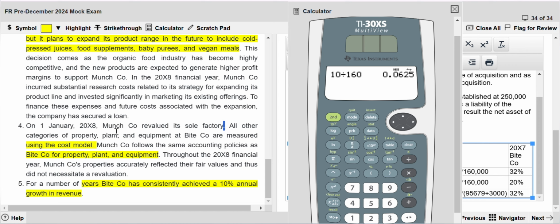On 1st January Munch revalued its whole factory, correct? So Munch എന്താ ചെയ്തത്? റീവാലുവേഷൻ ചെയ്തു. സോ റീവാലുവേഷൻ ചെയ്ത് കഴിഞ്ഞാൽ എന്താ സംഭവിക്കുക? ഡിപ്രീസിയേഷൻ കൂടും. So depreciation is added to cost of sales. So gross profit will come down. So that could be one of the reason. Understood? So we don't know further information. So one reason is that gross profit would have come down.